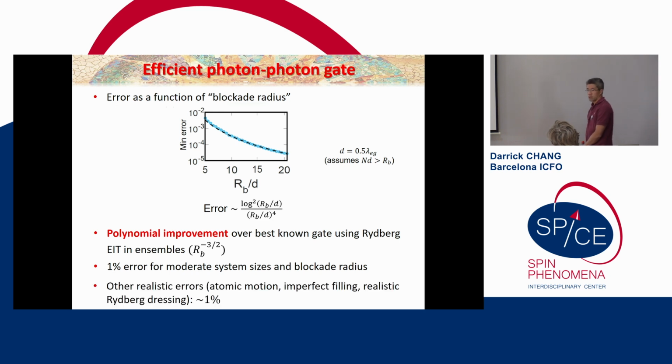So for example, in real life, these atoms would be moving. I might not have perfect filling, et cetera. But realistically, I believe that these errors could also be at the 1% level. So in short, I think these atom arrays are a pretty promising system to really achieve high efficiency and high fidelity quantum gates for photons.